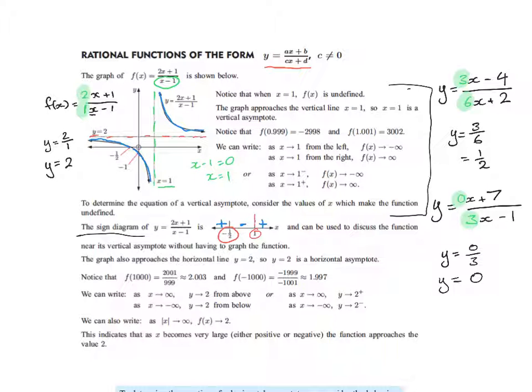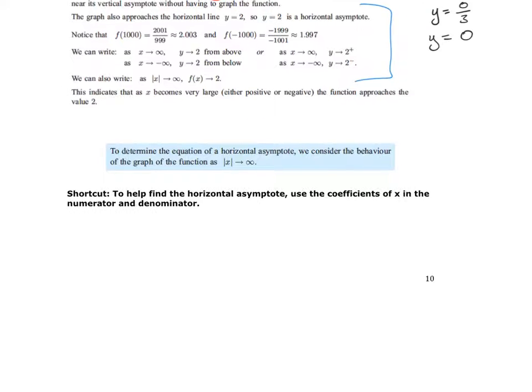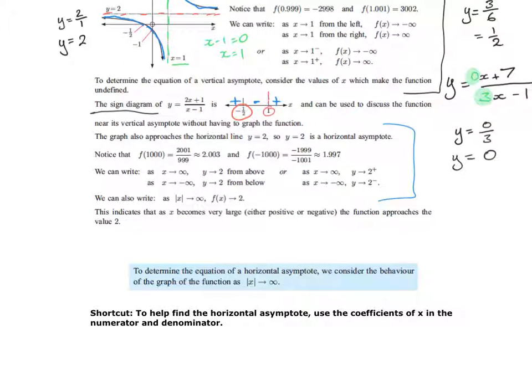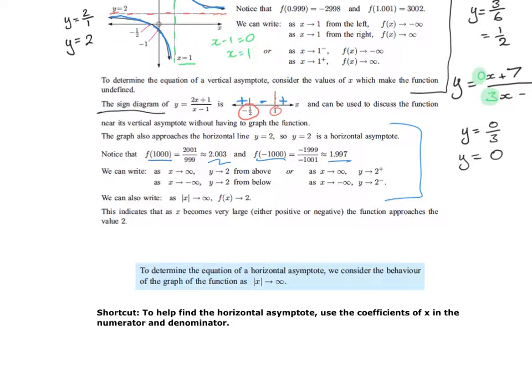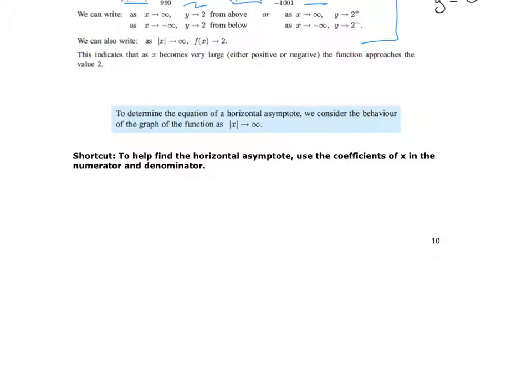Now, this part here is about the horizontal asymptote. Now, we've got our cheat way, so we're going to stick to that. Okay, so to determine the equation of a horizontal asymptote, you consider the behavior of the graph as x approaches infinity. So basically, their way of finding the horizontal asymptote was to substitute large numbers. We've covered that in class, and you get approximately 2. And that's how you know the horizontal asymptote is approximately 2. But now we have a cheat way, which I wrote here. To help find the horizontal asymptote, use the coefficients of x in the numerator and the denominator.